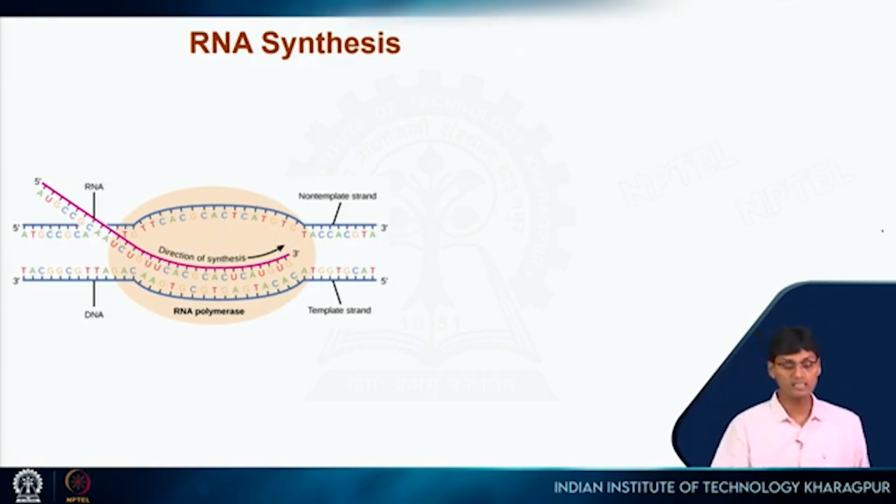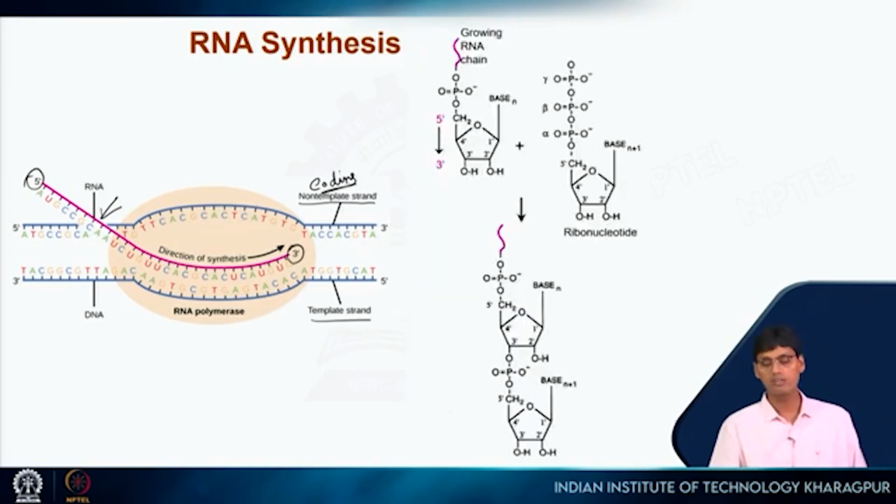As you can see in this slide, this is the RNA which is being synthesized from 5' to 3', and we mentioned here the template strand and this is the non-template strand, which I mentioned as the coding strand, same thing. Now if we see the chemistry here, this part is the growing RNA chain.